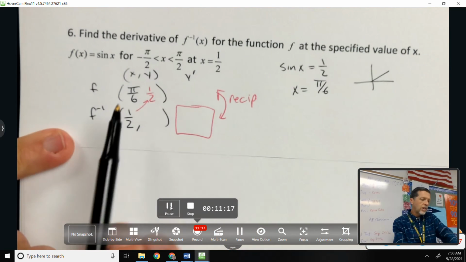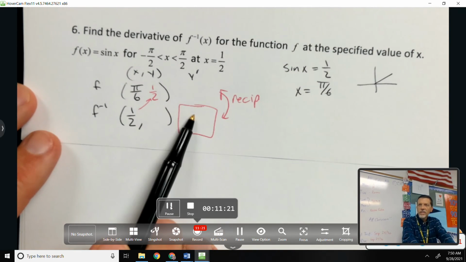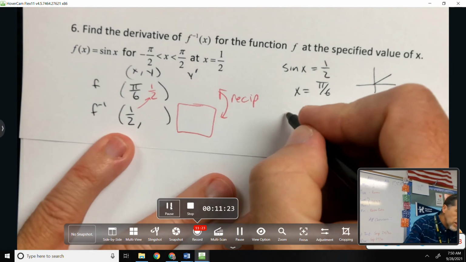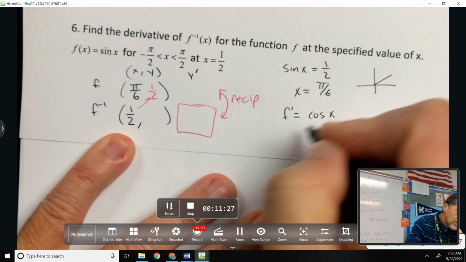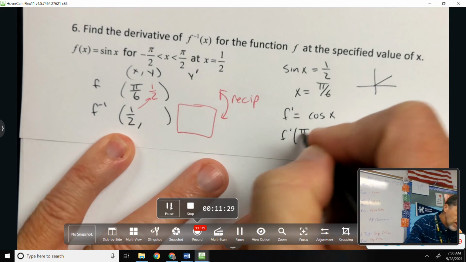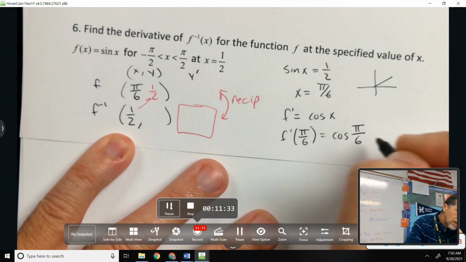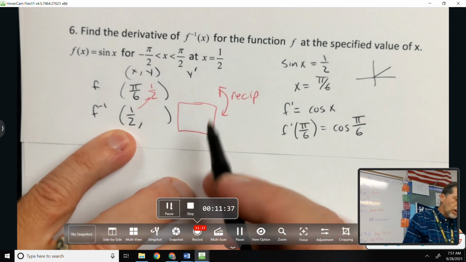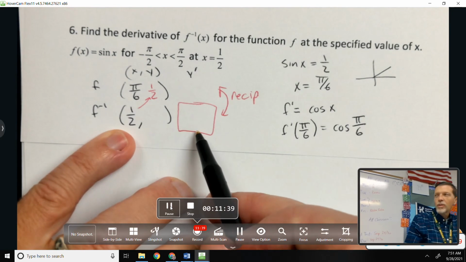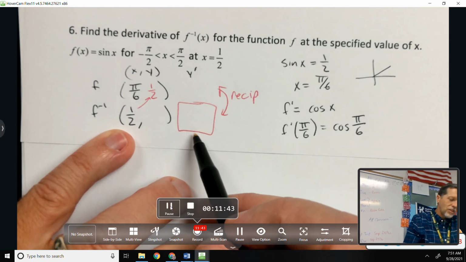So now I need to take the derivative, evaluated at pi over 6, and flip it over. So f prime is cosine of x at pi over 6. Well, I suppose I could be kind of lazy and just leave it as cosine pi over 6, and then the answer would be 1 over cosine pi over 6. And that would be accurate. That would be okay. That is a safe stop.